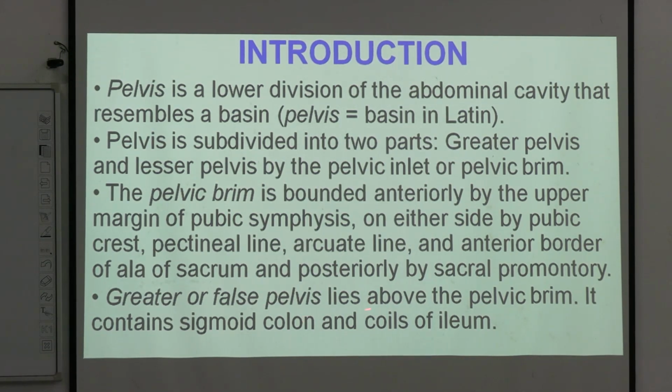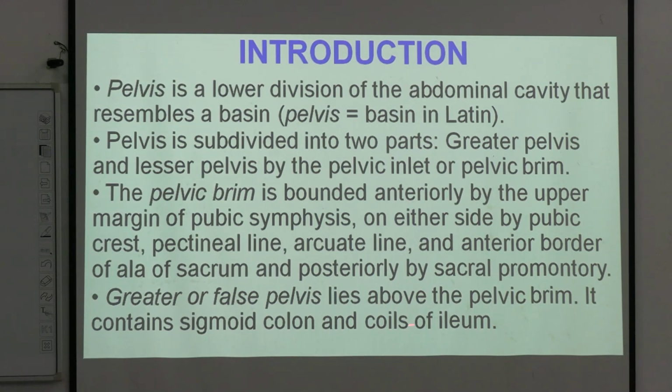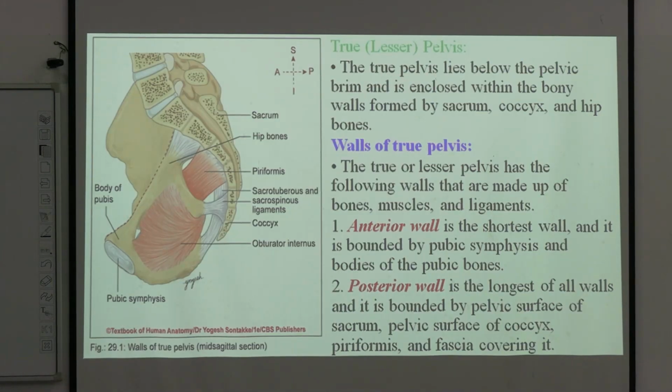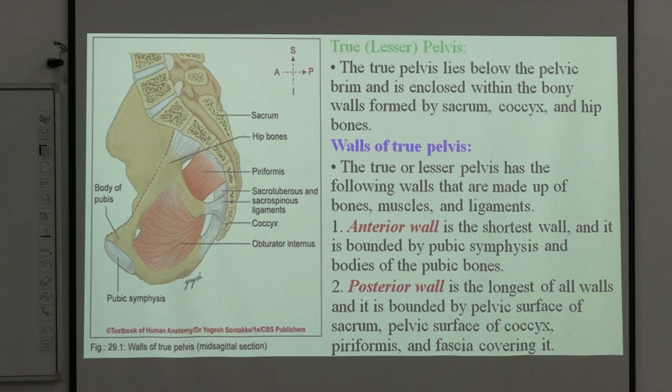The greater or false pelvis lies above the pelvic brim and it contains the sigmoid colon and coils of the ileum. So these are the contents of the false pelvis. The false pelvis lies above the pelvic brim and the true pelvis lies below it. Next we go to the true pelvis or lesser pelvis. The false pelvis is also known as the greater pelvis and the true pelvis is also known as the lesser pelvis.